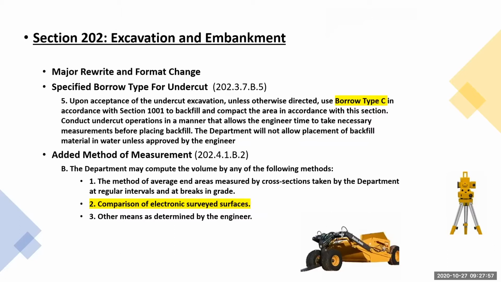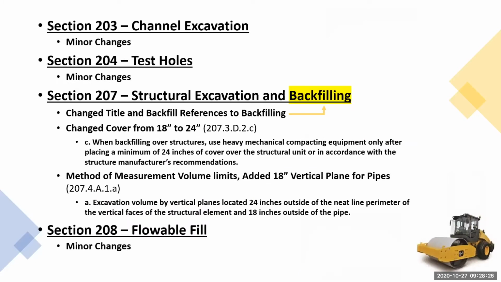Specific borrow type for undercut, we do reference a type C, and there are some accommodations that need to be made in that sense. If you can use existing, again, those are all according to the plans. And we also added into the method of measure electronic survey services, trying to keep up with technology and move things in a forward momentum.